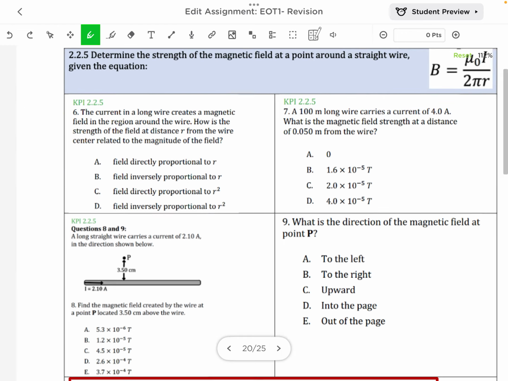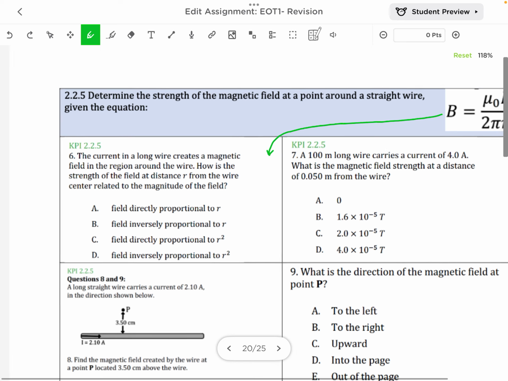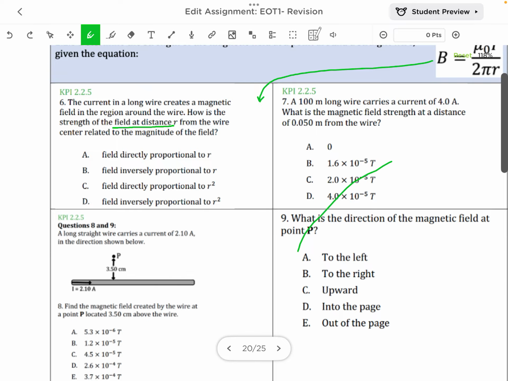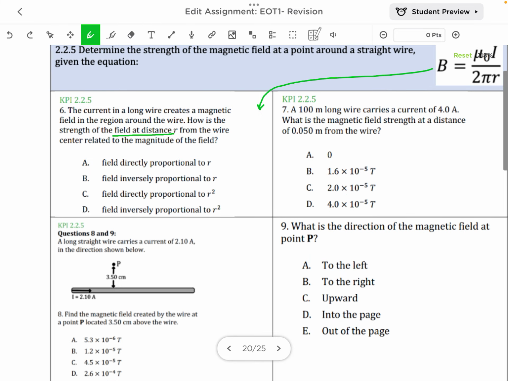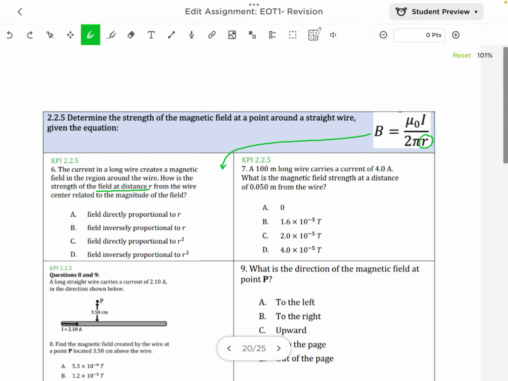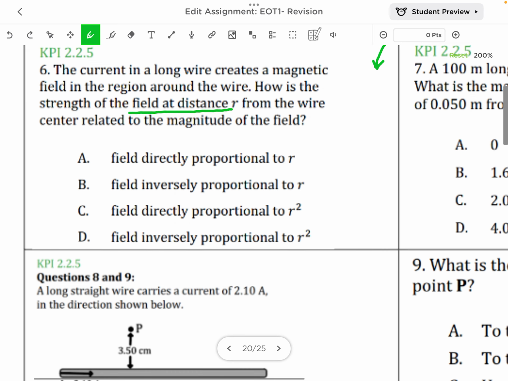Okay. Question here, 2.2.5, determine the strength. I will apply this equation. How is the strength of the field at distance r from the wire center related? I can see that there is an inverse relationship between B and r. So it is inversely proportional to r.